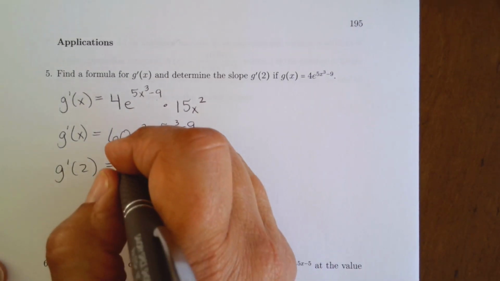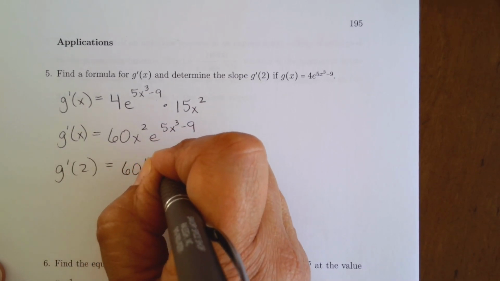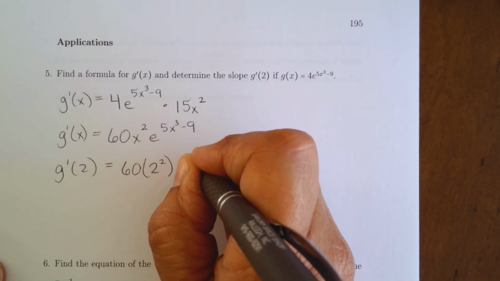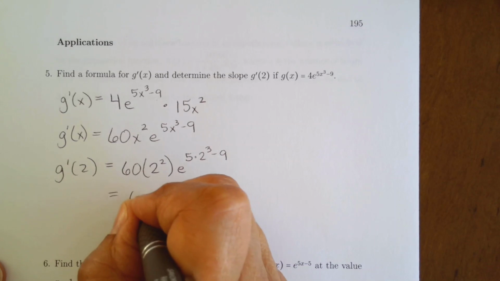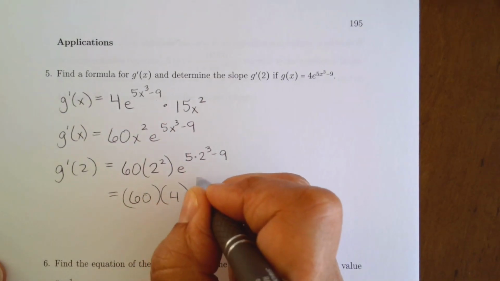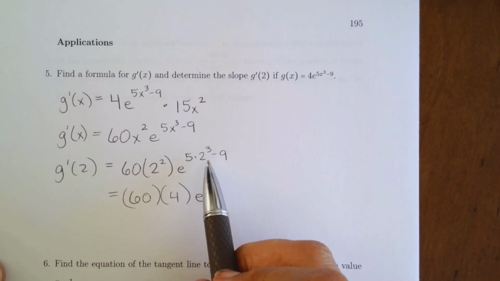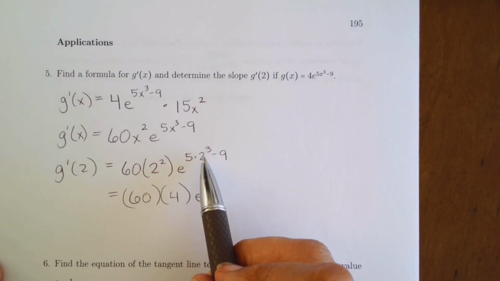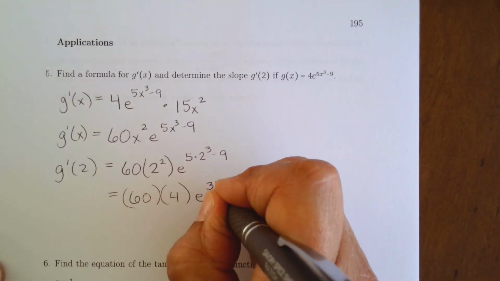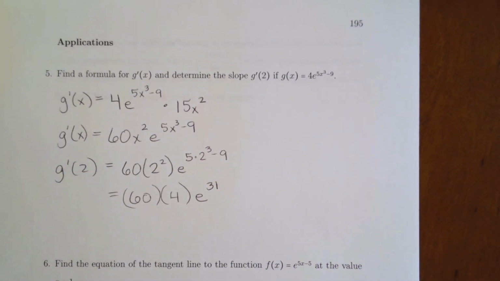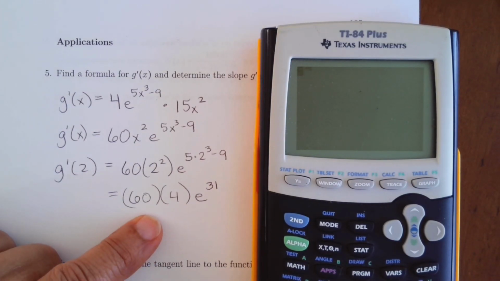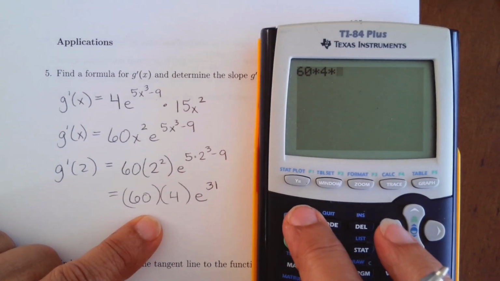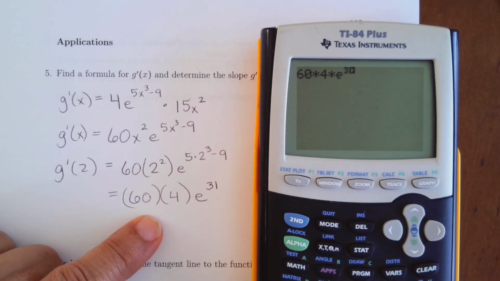Just take your time, use your calculator. So 60 times 2 squared, and then times e to the 5 times 2 cubed minus 9. So that's 60 times 4. And then e will be to the, let's see, 2 to the third is 8. 8 times 5 is 40. 40 minus 9 would be 31. And that I'm going to put in my calculator. So 60 times 4 times e to the 31.